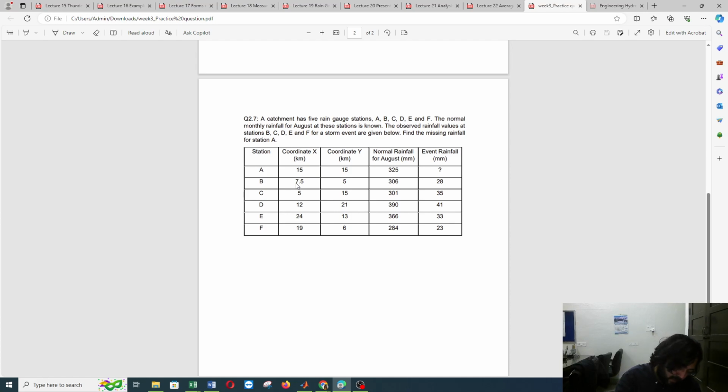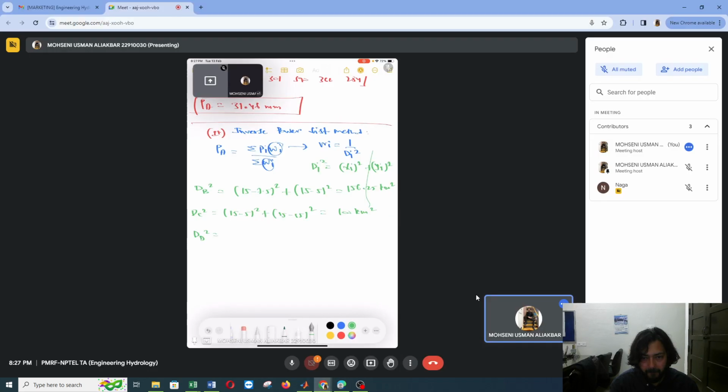In the same way we do it for dC square. We take the difference between the x coordinates of A and C plus the difference between the y coordinates of A and C, and square them. For C it is 15 minus 5 whole square plus 15 minus 15 whole square, so it is 100. Then for dD, the x coordinate of A is 15 and of D is 12, plus 15 and the y coordinate of D is 21, so we get 45 kilometer square.